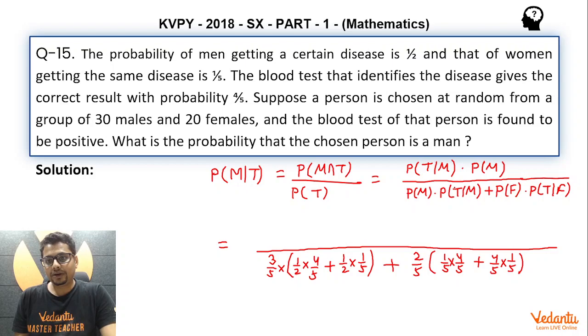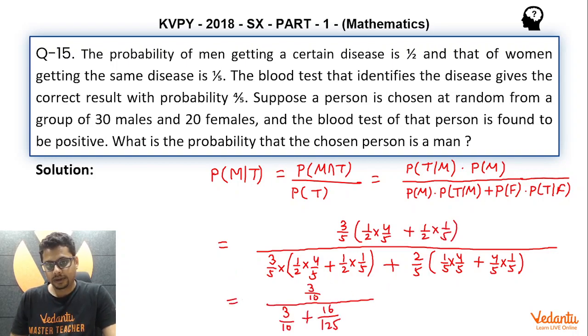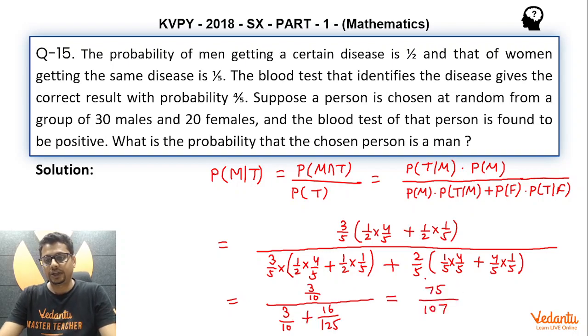And the numerator would basically be this expression only. If you are able to see, this expression itself is what the numerator is. So here it is 3 by 5 times half multiplied by 4 by 5 plus half multiplied by 1 by 5. So this essentially turns out to be this, which in turn turns out to be this. So 75 by 107 is my answer.